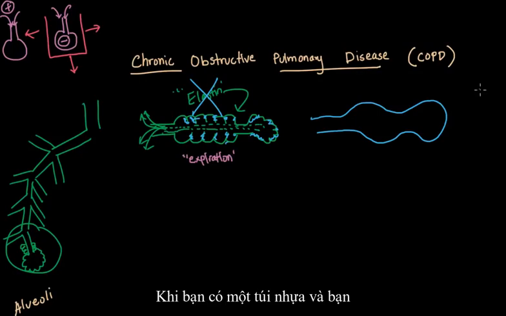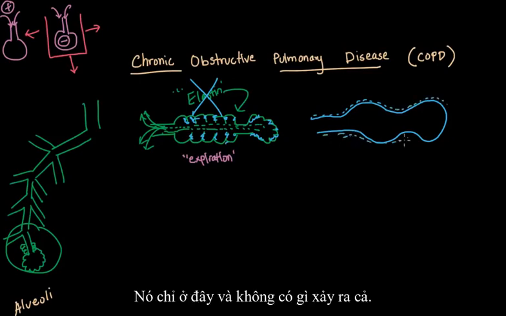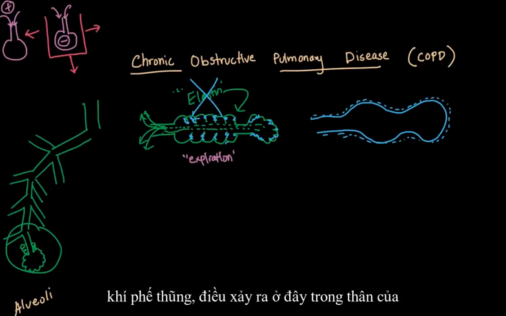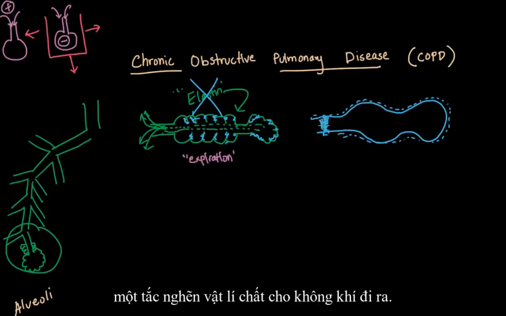And when you have a plastic bag and you let it go, air does not rush out, right? There's no recoil strength making the walls snap back. So it kind of just stays here and nothing happens. So that's the first step. And to make matters worse in emphysema, what happens is here in the stem of the airway, this area actually collapses and forms a physical obstruction to the air coming out.